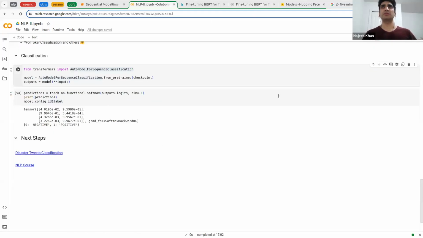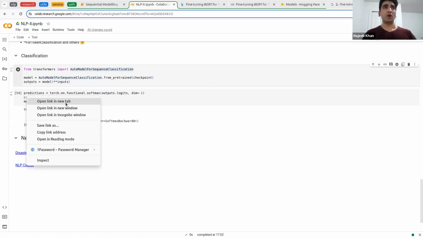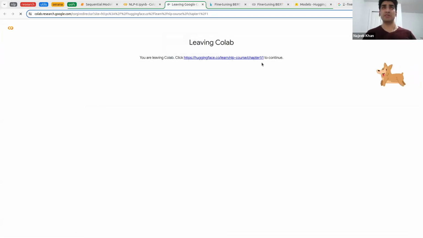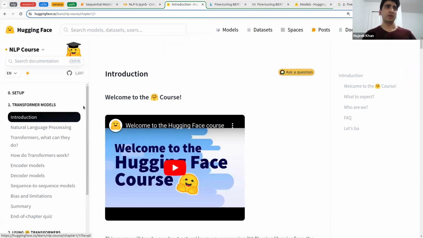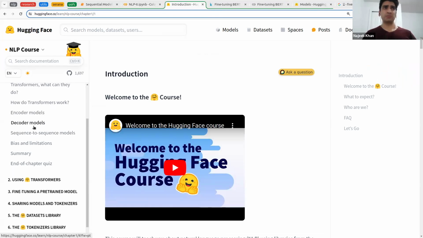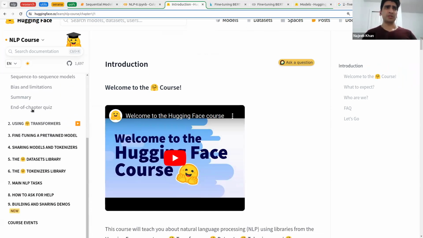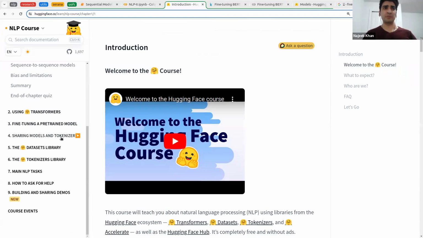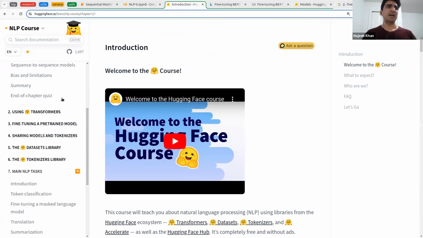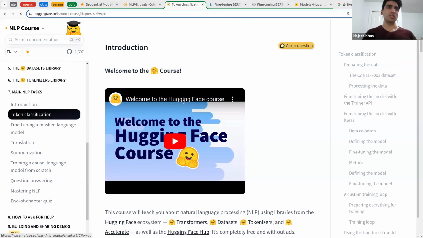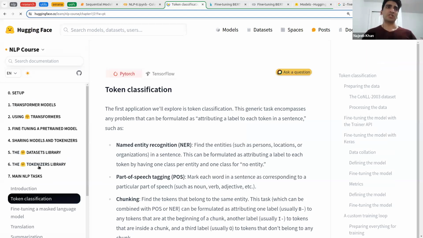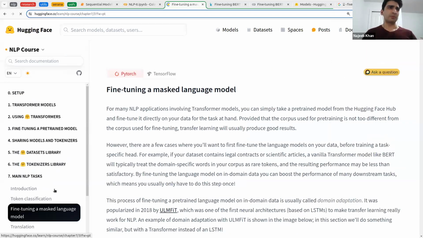Okay, so that was the fine-tuning and using the pre-trained models part. If you are interested in learning more about these topics and diving a little deeper into what is possible, this course by Hugging Face is really awesome. It goes into much more detail about the transformer models, encoder models, decoder models, the nitty-gritty details of transformers inside, and then the main NLP tasks. So you could do token classification or masked language model or translation. One of my personal favorites is the question answering.